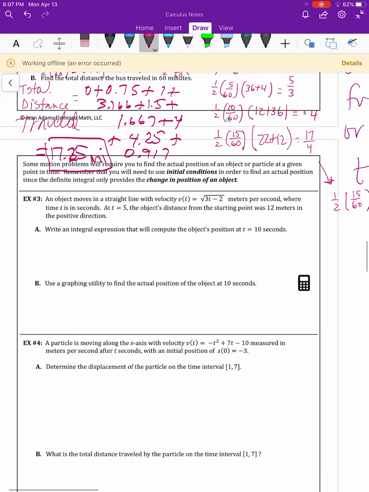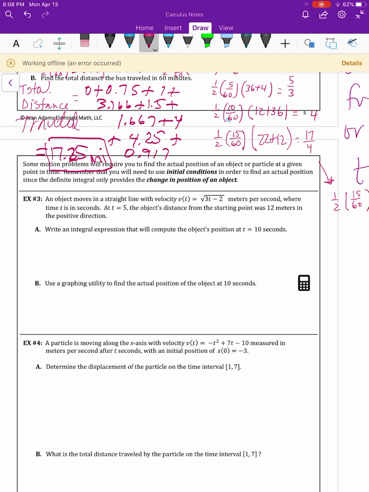Okay. So now some motion problems will require you to find the actual position of an object or particle at a given point in time. Remember that you will need to use initial conditions in order to find an actual position, since the definite integral only provides the change in position of an object.